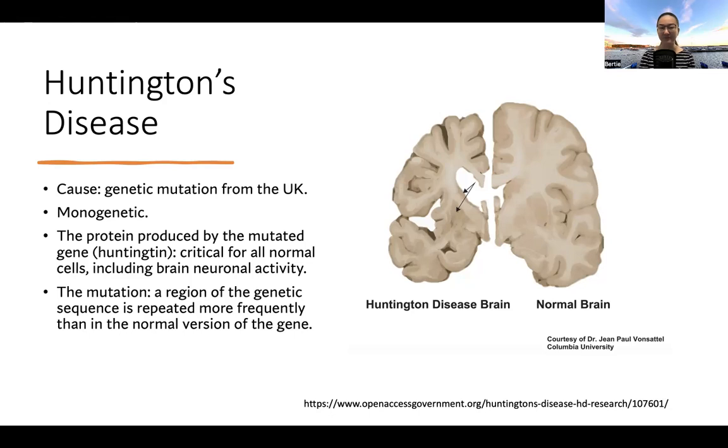of the gene. In the picture here, you can see the Huntington disease brain and the normal brain. There is a difference here compared to the normal brain. You can see it in the picture.